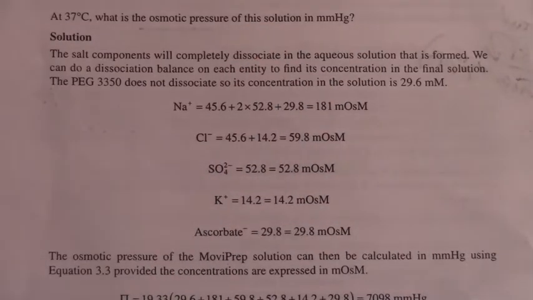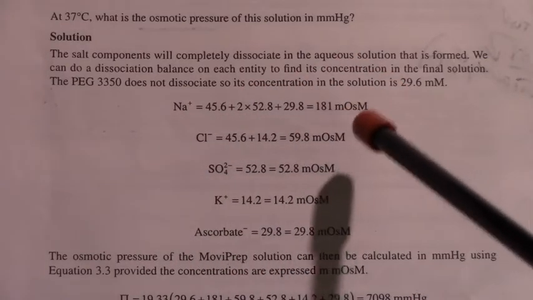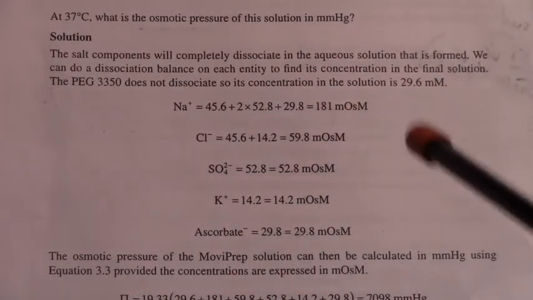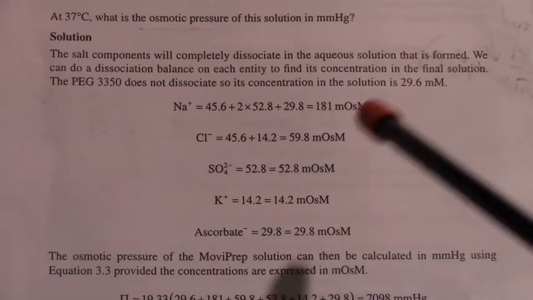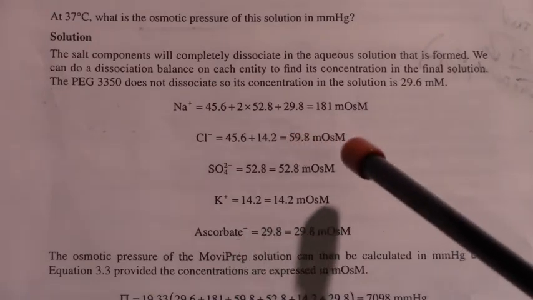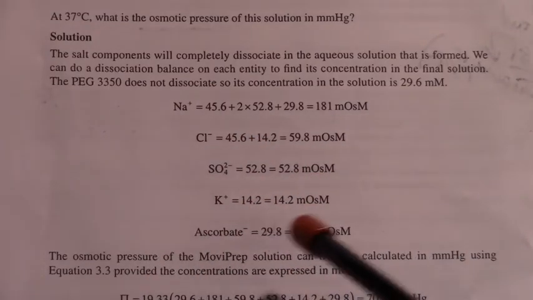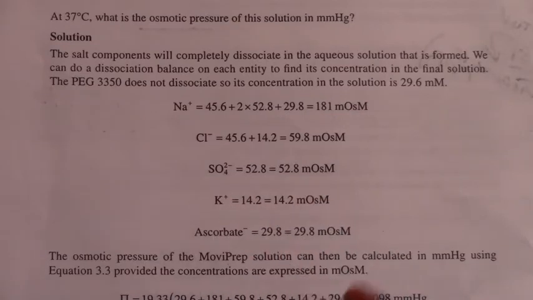Go through, make sure you understand how I got the numbers. But you can see we got 181 milliosmoles, or in this case milliosmolar, which would be the same as a millimolar, of sodium, 59.8 of chloride, 52.8 of sulfate, 14.2 of potassium, and 29.8 of ascorbate.